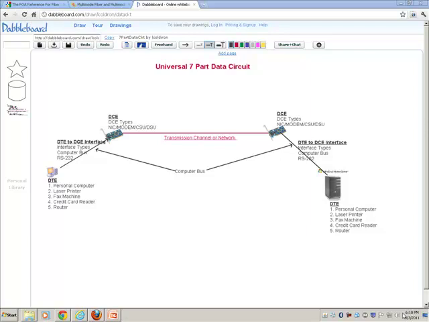In this one, the DTE to DCE interface on the computer is the computer bus where we plug the NIC into the computer bus. So we have a DTE, and we have a DCE and a DTE interface. We have one of those on each side, so that takes care of 6 of the 7 parts of the data circuit. And then we have the transmission cable and channel cable between them. DCEs connect to DCEs using channel cable.